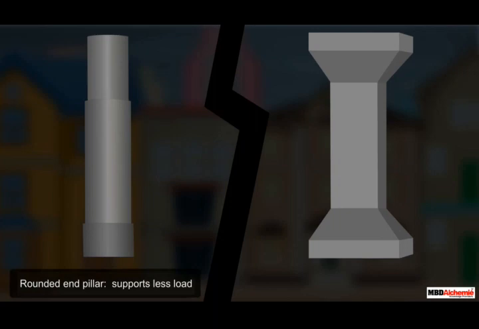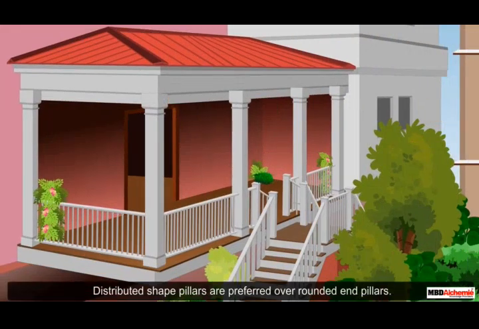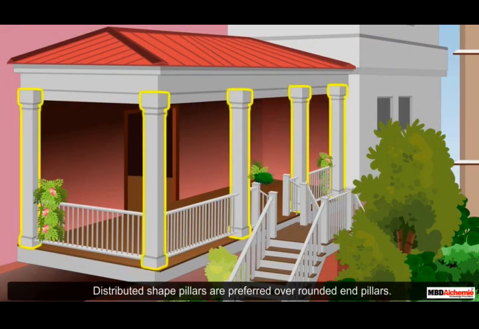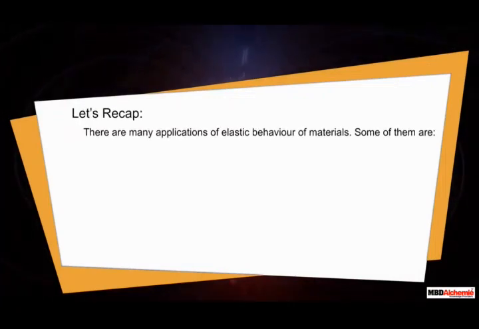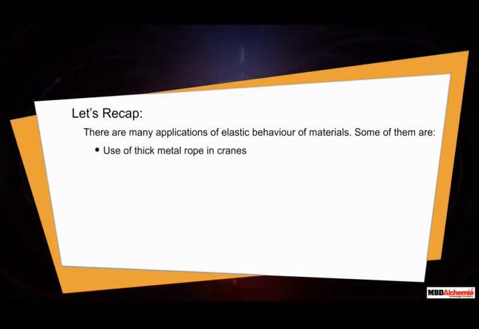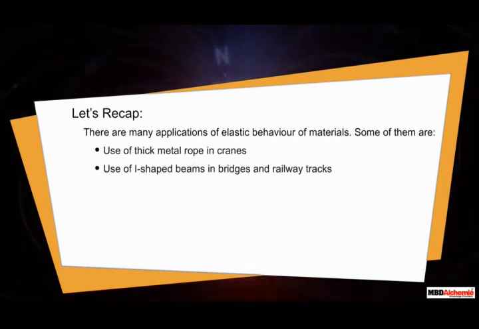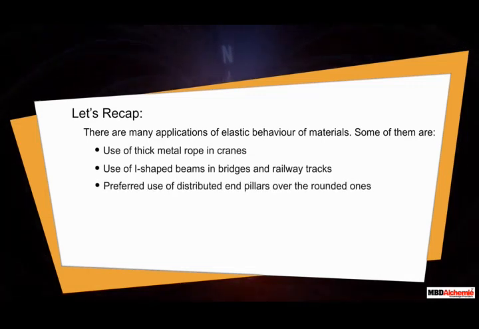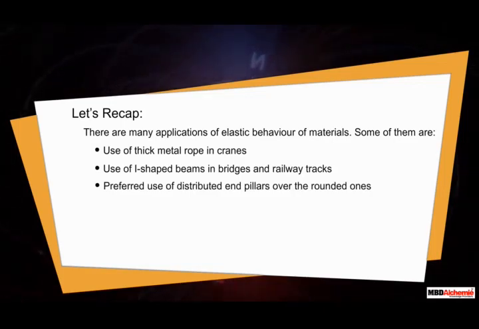Not only the beams, but the pillars or columns in buildings and bridges are also designed to reduce stress. A pillar with rounded ends supports less load than one with a distributed shape at the ends. So, distributed shape pillars are preferred over rounded end pillars. Let's recap. There are many applications of elastic behavior of materials. Some of them are the use of thick metal rope in cranes, the use of I-shaped beams in bridges and railway tracks, and the preferred use of distributed end pillars over the rounded ones.